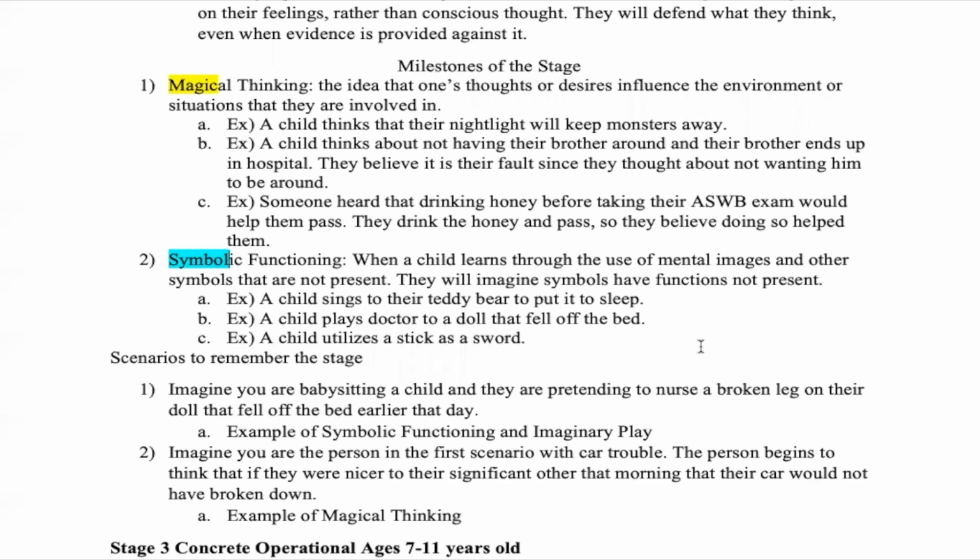Another example, playing off of the first example that was in the car. So imagine you're the person in the first scenario with car trouble. The person begins to think that if they were nicer to their significant other that morning, that their car would not have broken down. And a lot of individuals on the planet will utilize this magical thinking of, man, if I wouldn't have said that or did X, Y, and Z, then I wouldn't be in this position.